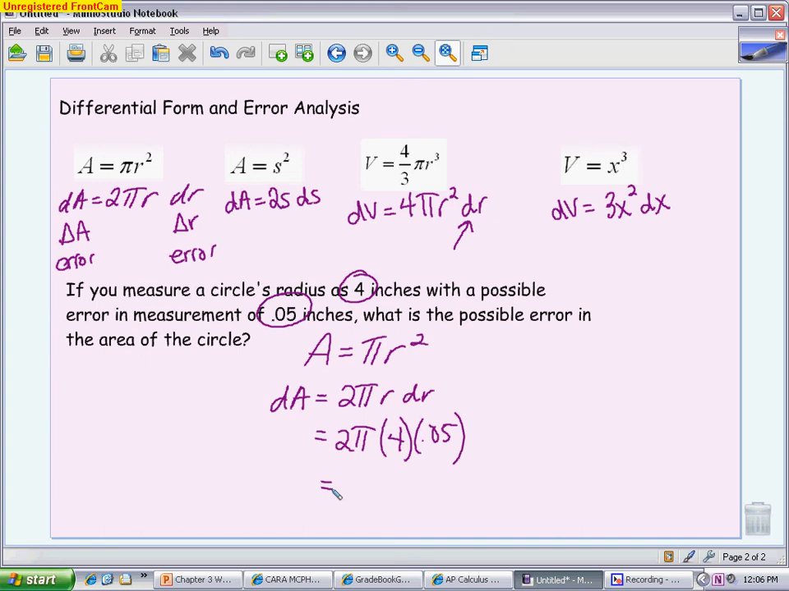I'm also going to multiply pi in. I am going to use the pi button. Usually don't. Well, you know what? I'm not going to. I'm going to leave the pi. I'm going to leave it as 0.4 pi.